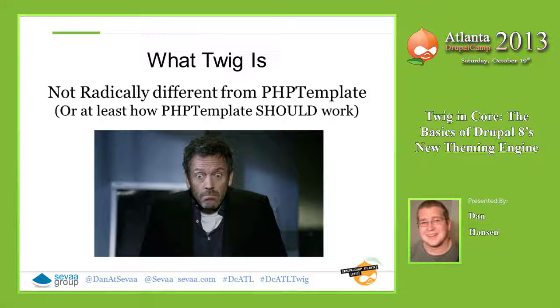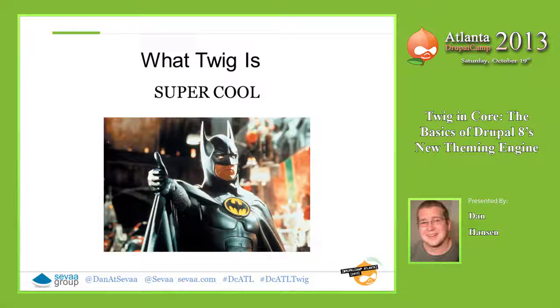Most importantly, Twig is not radically different from PHPTemplate, which is the current templating engine in Drupal 7 and prior. PHPTemplate, if you want to call it a templating engine, is really just PHP calling specific variables to come to life in your final HTML output. Obviously, there's going to be new syntax and new control structures, and we'll go over that a little bit. But the biggest difference is that PHPTemplate provides you the ability to pull just about anything you wanted from Drupal. You could run whatever PHP you wanted within the template. That's gone. You're not going to have that anymore. That's going to be a good thing, hopefully, as you'll see as I proceed. Finally, Twig is super cool.